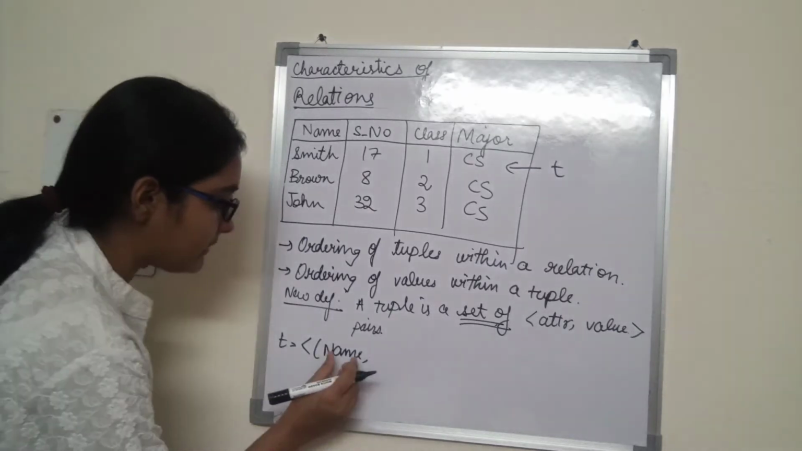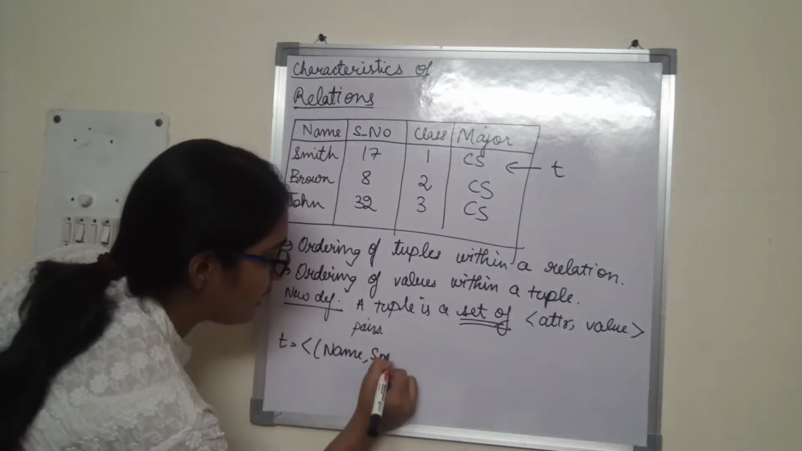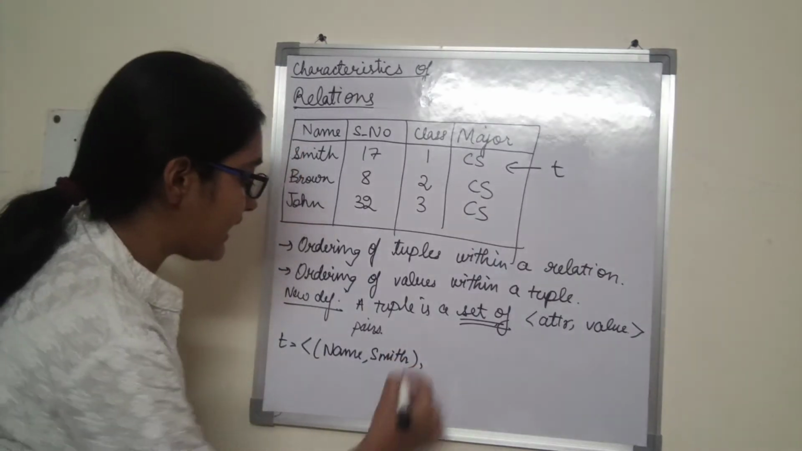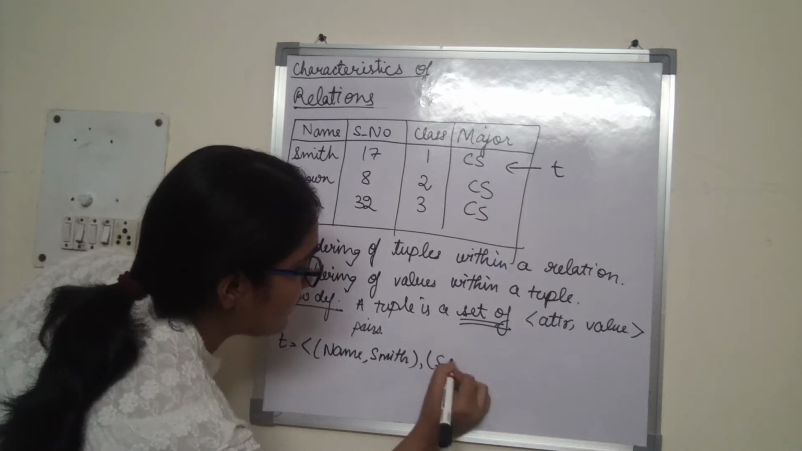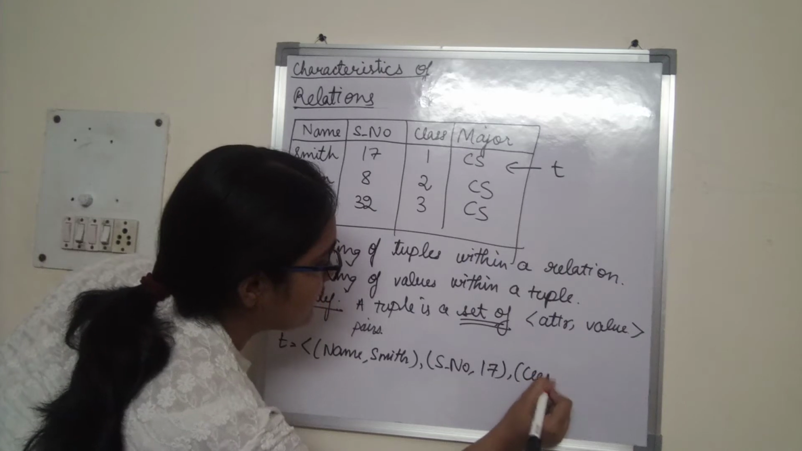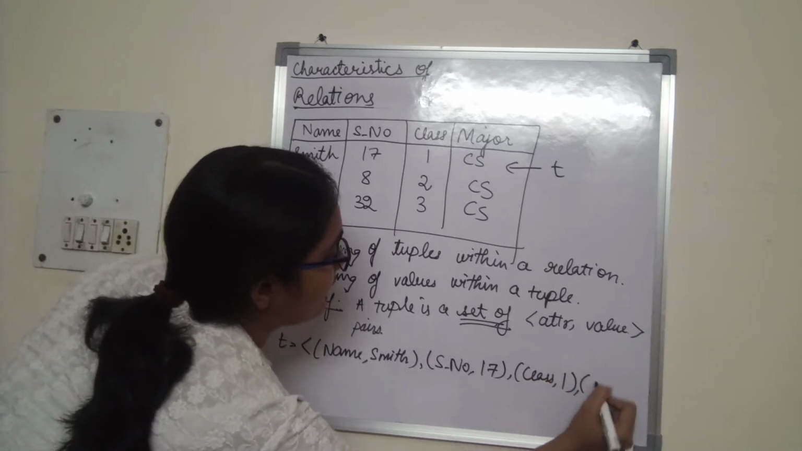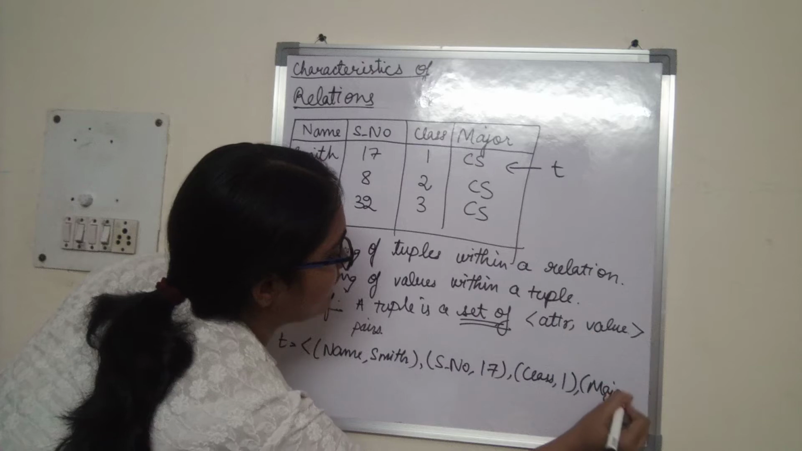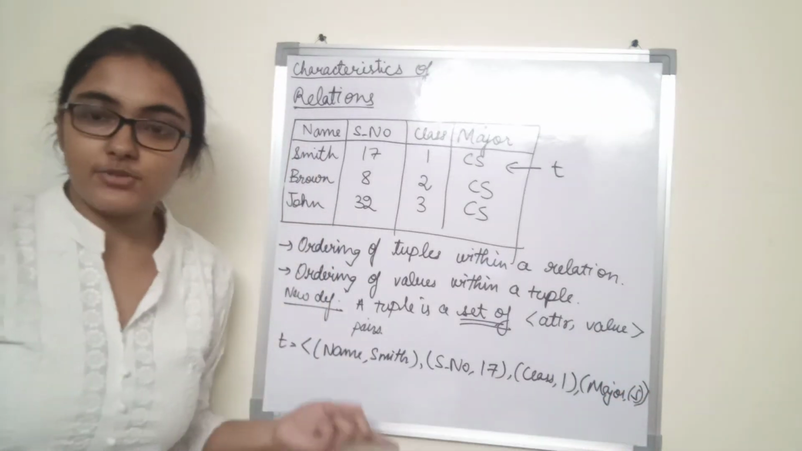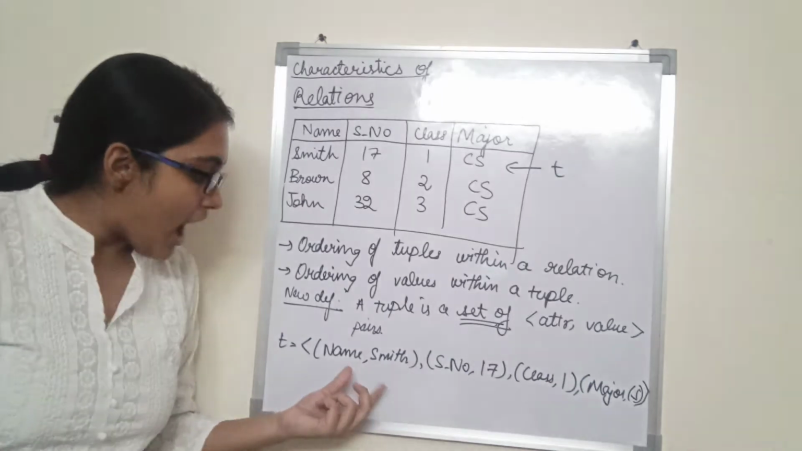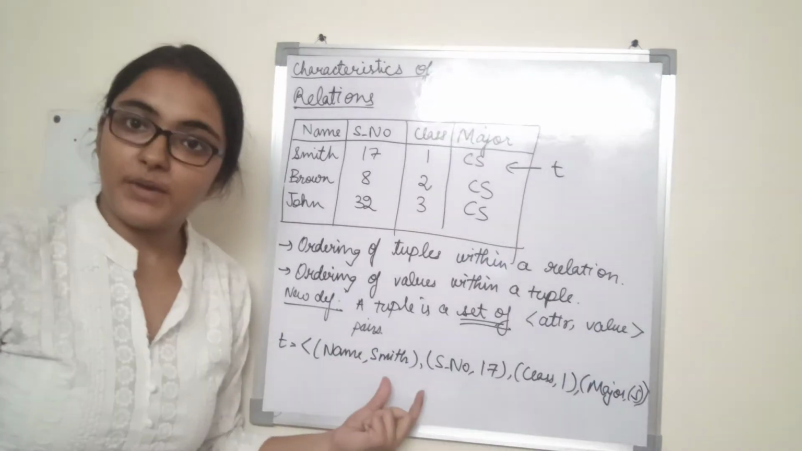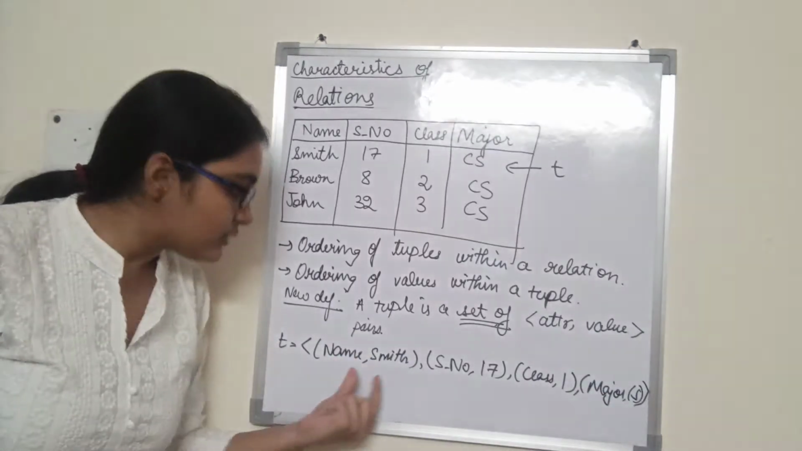So if I write attribute name, and the value corresponding to that attribute is Smith, then I write student number is 17. Then I write class as 1 and major as CS. So I have specified all the values present in a tuple, by specifying it as a set of attribute value pairs. So it is a pair of attribute and value.